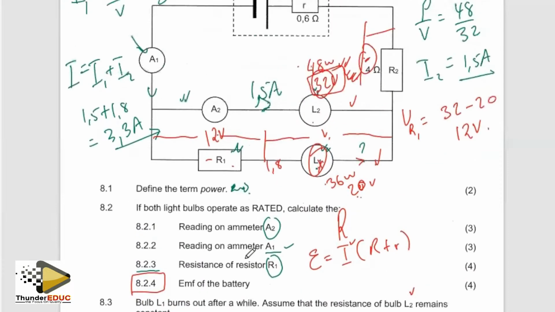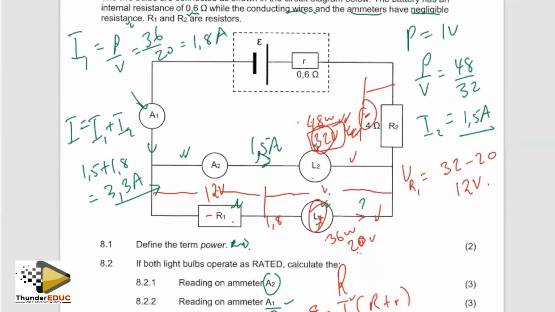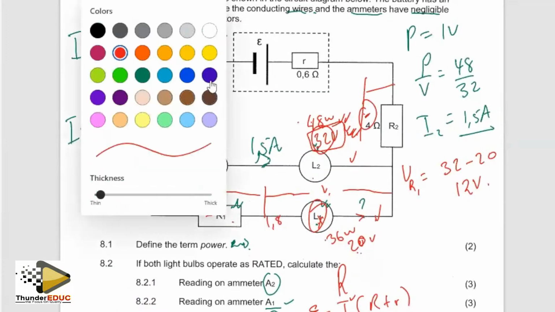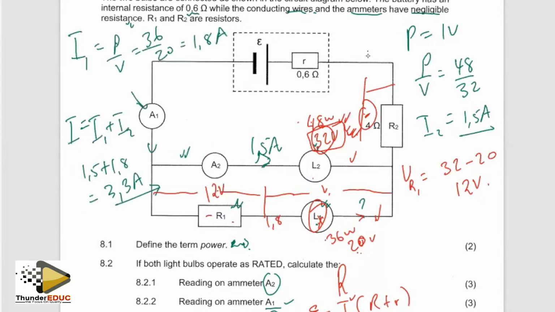Before we get to the calculation part, let's just understand what happens when there's a burnout, especially with a parallel. If this burns out, there's no more current passing through this route. So all the current, all the 3.3 amps, will be channeled through this route, meaning that the 4 ohm and the bulb are going to be in series.